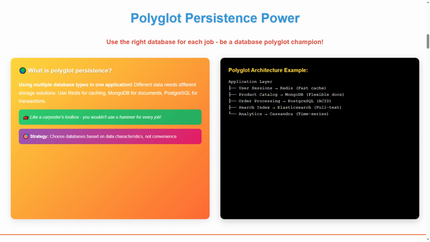Welcome to Polyglot Persistence Power. Here's your mission. Use the right database for each job. Be a database polyglot champion. Let's explore. What is polyglot persistence? The amazing concept is using multiple database types in one application. Different data needs different storage solutions. Use Redis for caching, MongoDB for documents, PostgreSQL for transactions.